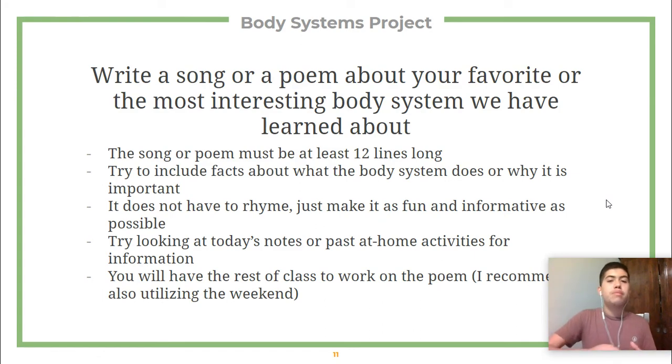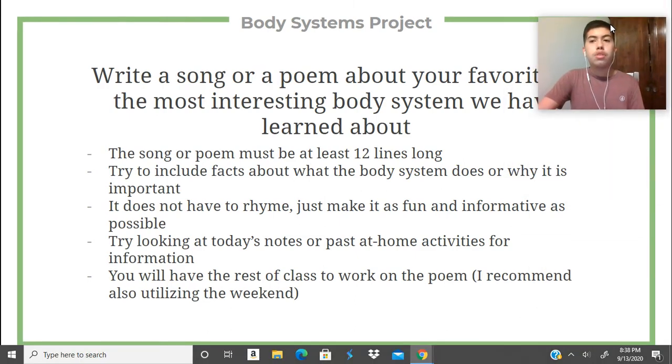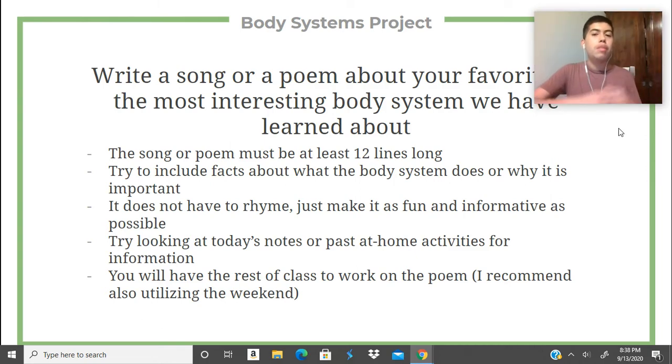And this song or poem must be at least 12 lines long. Try to make it a little bit longer than 12 lines, but 12 lines will be the minimum. And don't make it just 2 or 3 words. Try to add some substance to the lines and make sure there's good information. We want to make sure that you understand which body system you're talking about and you have all the key facts that you need.